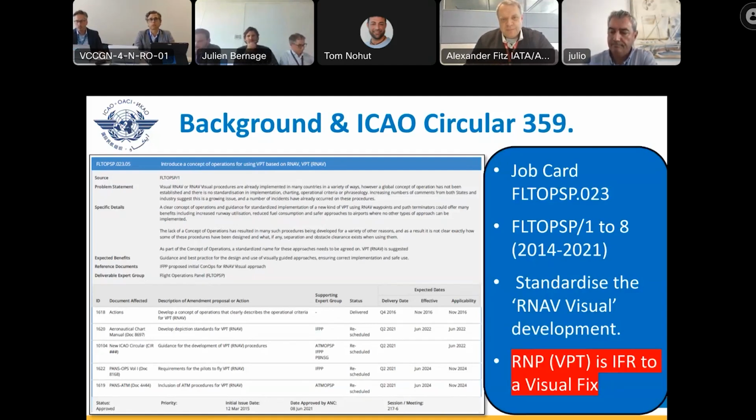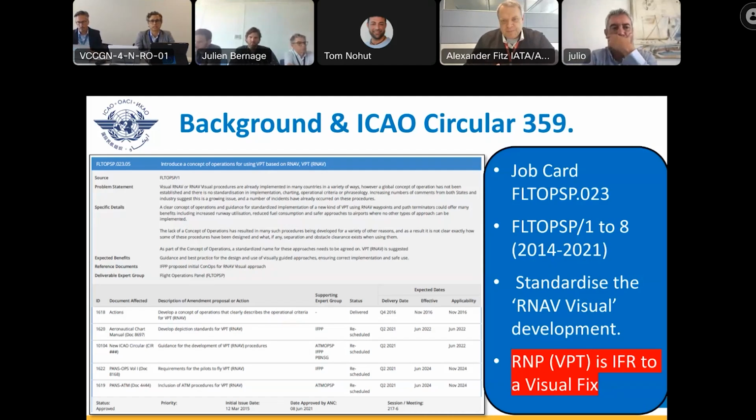A little bit of background of when we started to work on this project. It was back in ICAO. The job card was approved back in 2014. So we started on the Flight Ops Panel number 1. We started with the actions in 2016, and then finally we finished all the actions in the Flight Ops Panel in 2021. And we published the circular in 2023.